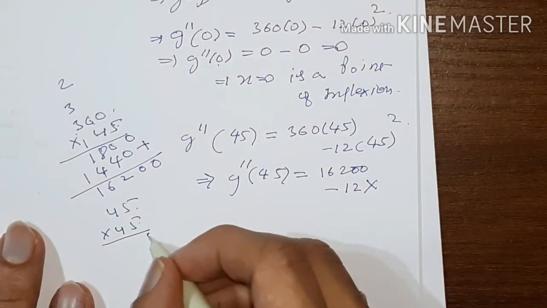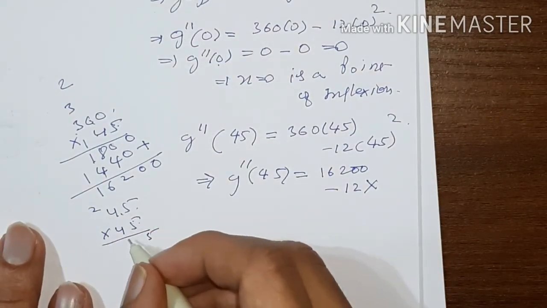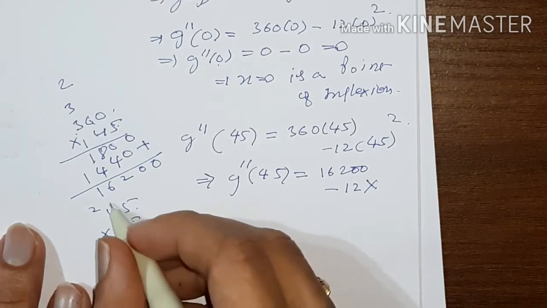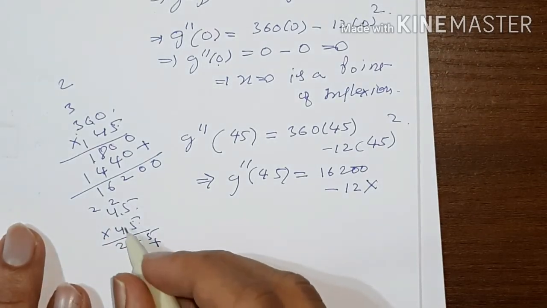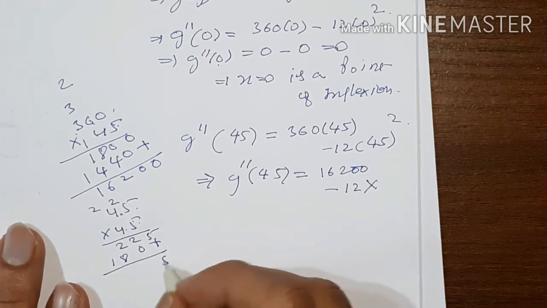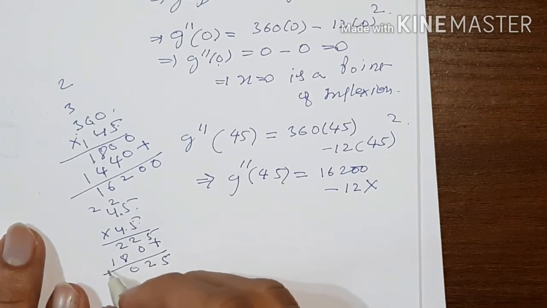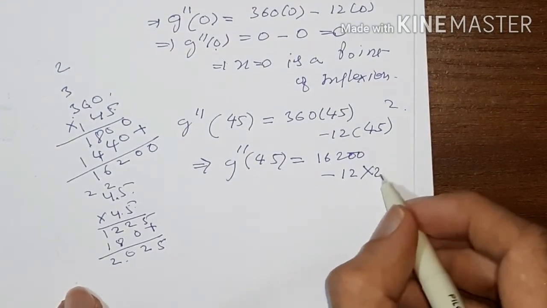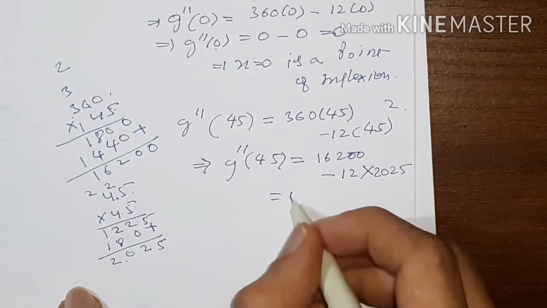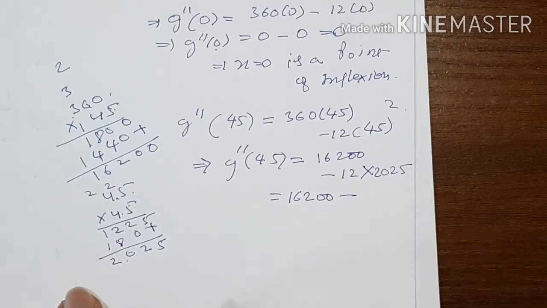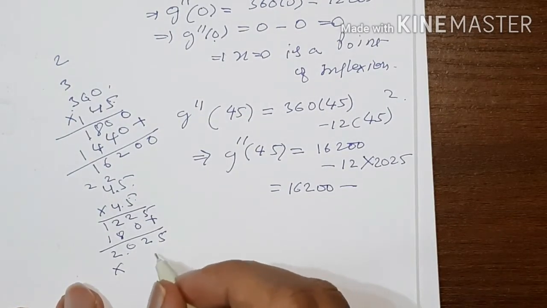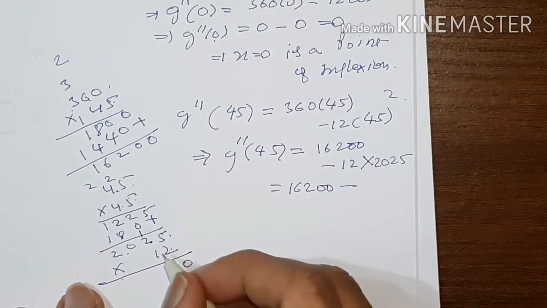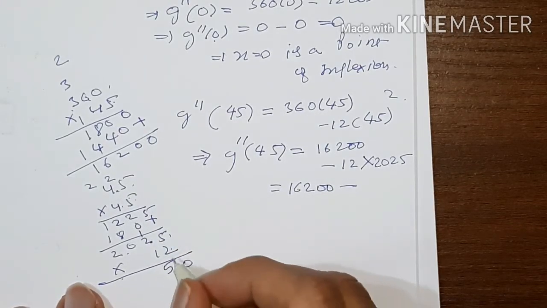So that is 5 5s are 25, 5 4s are 20, plus 2 is 22, plus 4 5s are 20. Okay, 4 4s are 16, plus 2 is 18. So 5 2, 8 plus 2 is 10, 2025. Okay, so which is 16200 minus 2025 multiplied by 12. So 5 2s are 10, 2 2s are 4, plus 1 is 5, right?